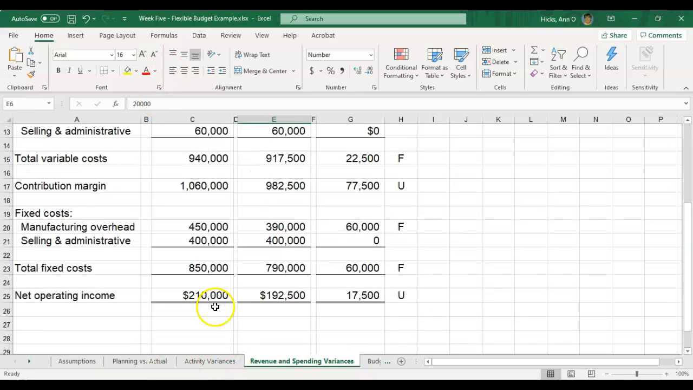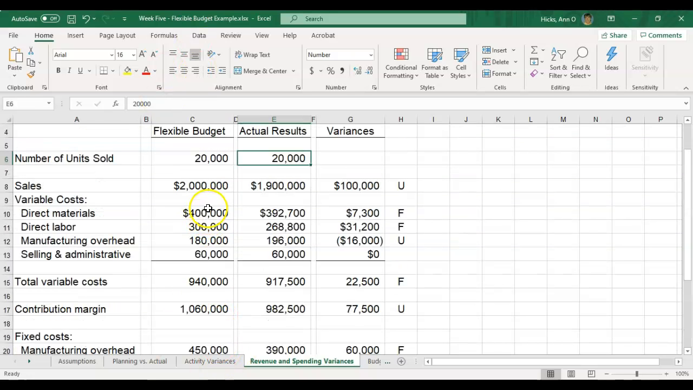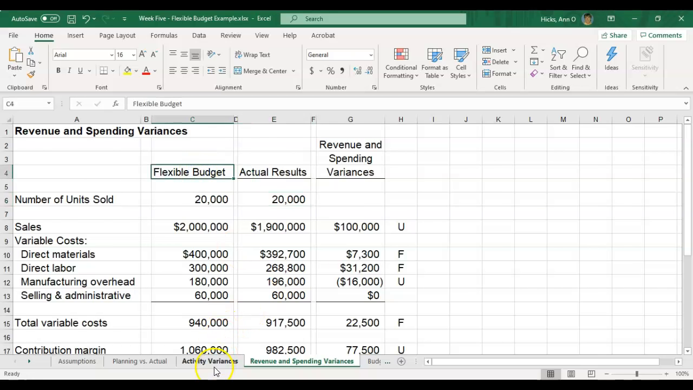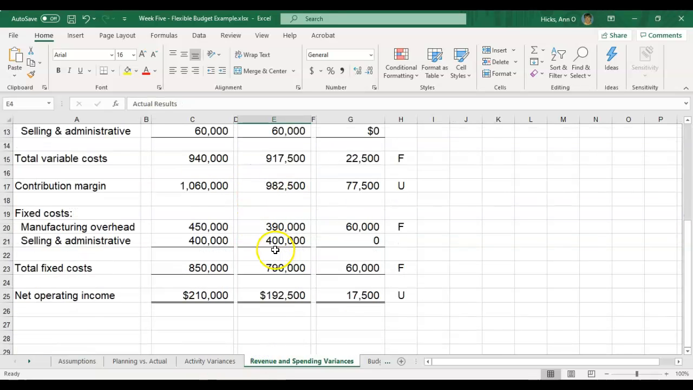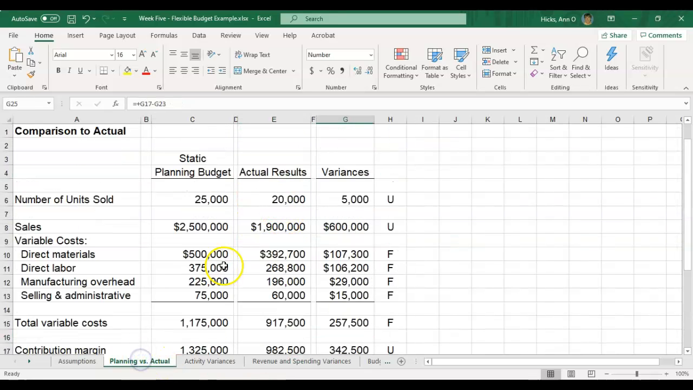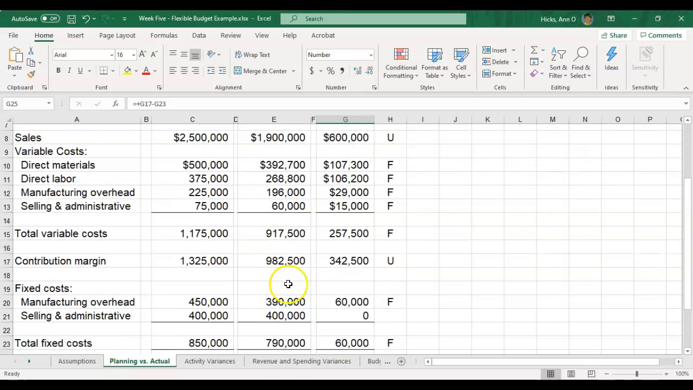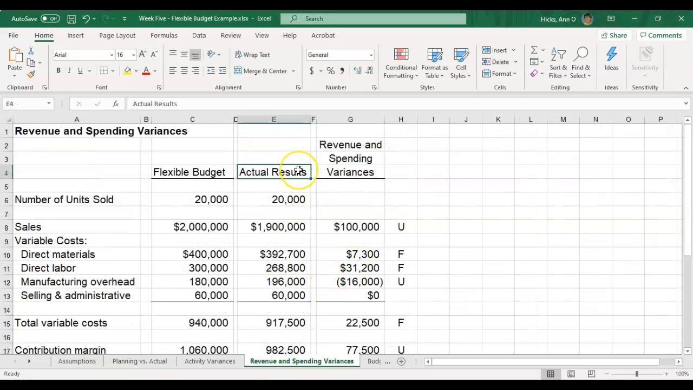So again, I'm not going to walk through these two columns. Again, the flexible budget numbers came straight from the previous worksheet. The actual results column came from the planning versus actual. So those numbers are the same. We're just doing different comparisons.